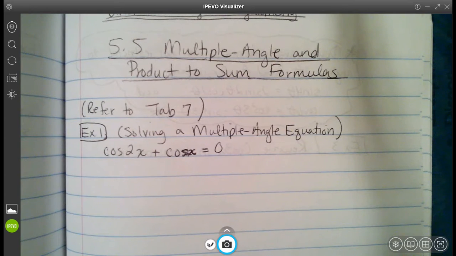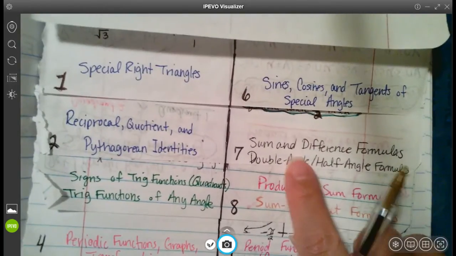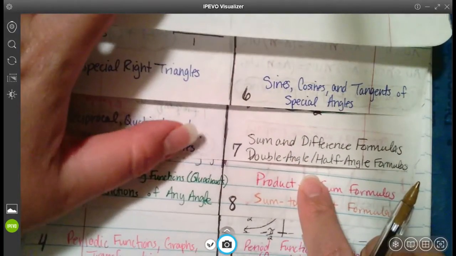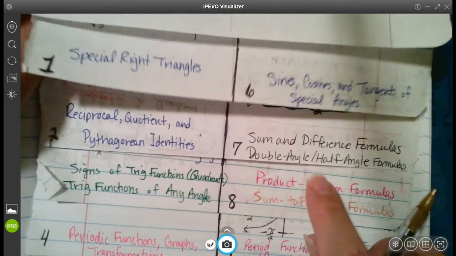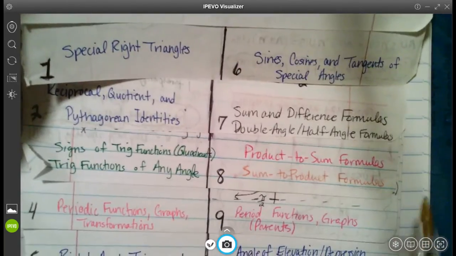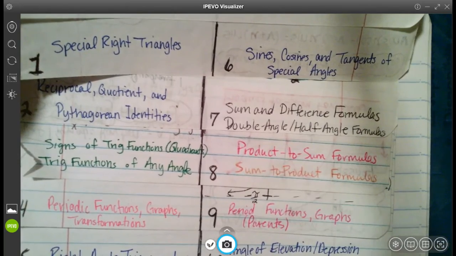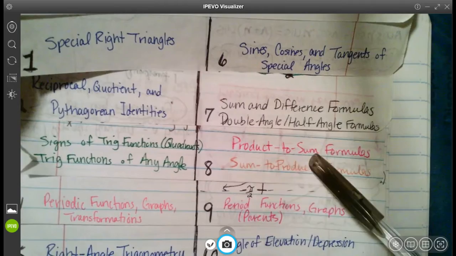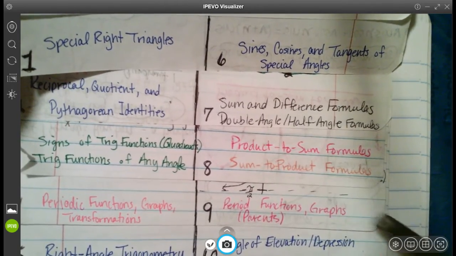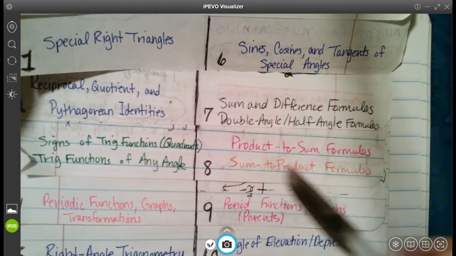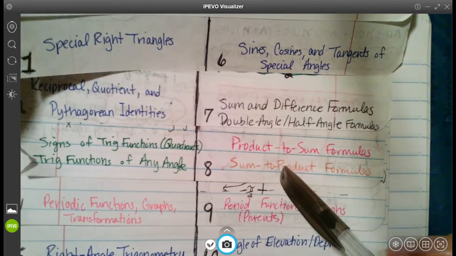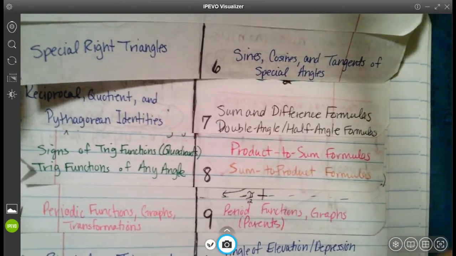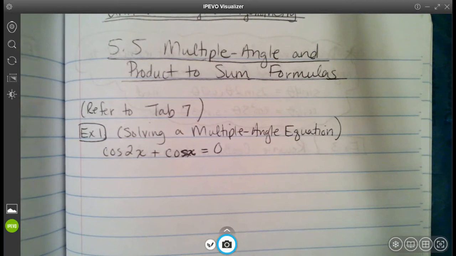We are going to be using tab number 7, which you should have already copied. Just a quick reminder, tab 7 is going to be your sum and difference formulas and double angle, half angle formulas. I'm also going to include a little bit more, which I'll talk about later in the video. But tab number 8 will be used for the product to sum and sum to product formulas, which are going to be the last two examples. Okay, so you can go ahead and copy these from your slideshow. I'll show it real quickly if you'd like. All right, so let's go ahead and begin.